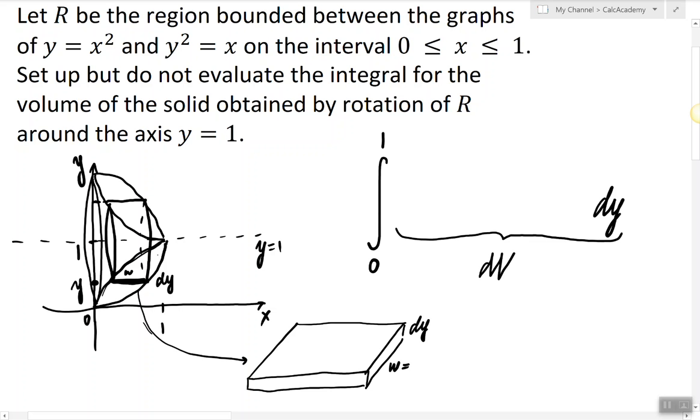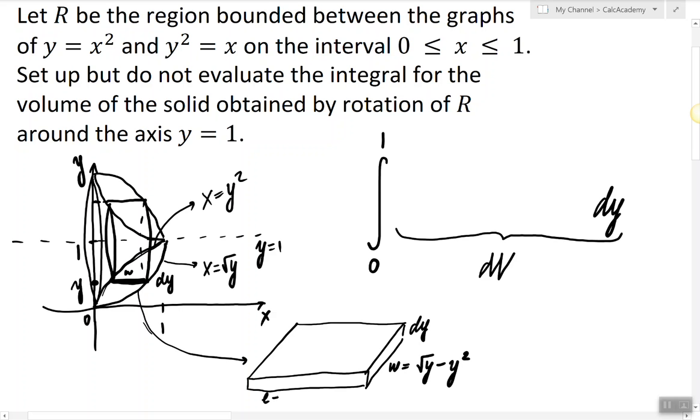Now, since we're integrating with respect to y, both of these equations must be written in terms of x equals some function of y. So the piece of the sideways parabola is already written in such a way. It is x equals y squared, and the piece of the upright parabola should be rewritten as x equals square root of y. So now, using these expressions, we can express w as the difference between square root of y and y squared.